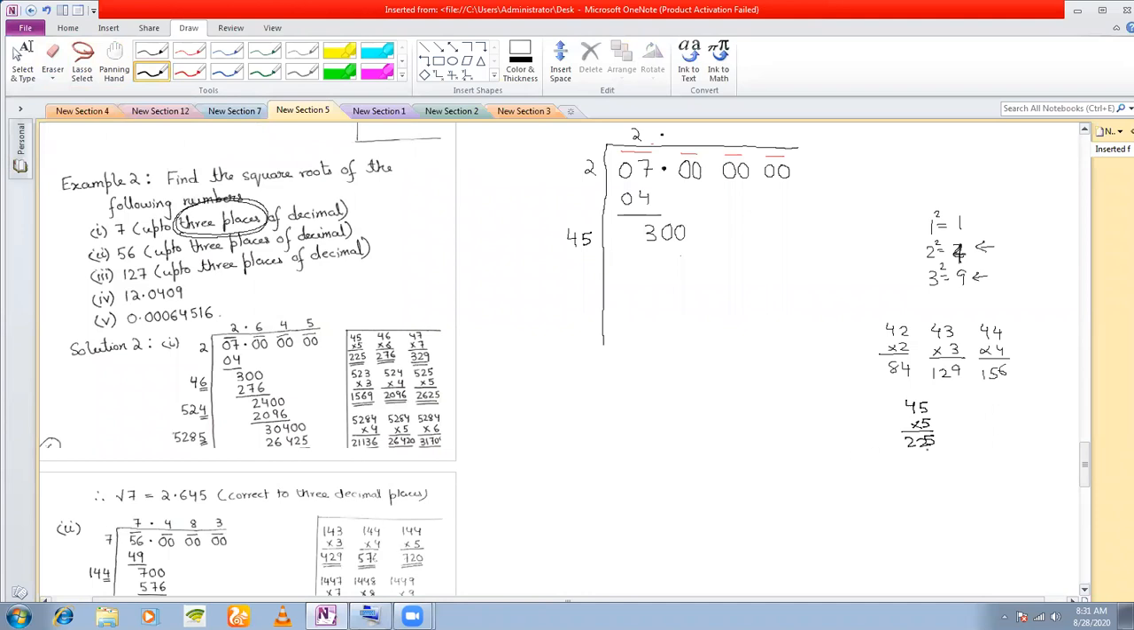225, which is a little less than 300. So what we'll do is we'll try 46 into 6 also. Let's see whether we get a number that is greater than 300. 46 into 6 is 276, which is again less than 300.